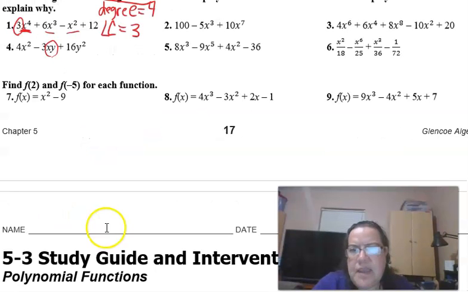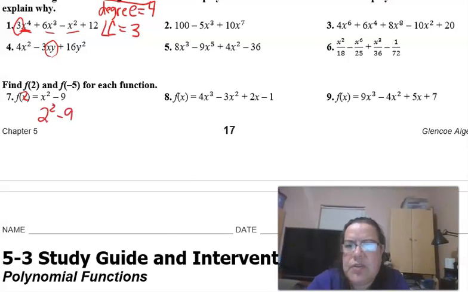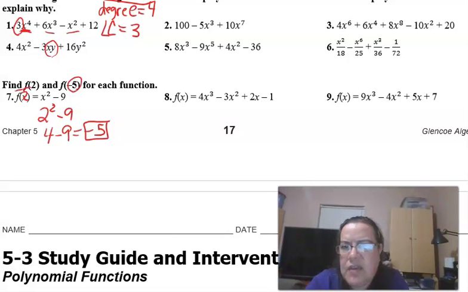The next one is asking you to find f of 2 and f of -5 for each of these situations. Let's do one. So f of 2 would be replacing that x with a 2. So I would end up with 2 squared minus 4, 2 squared minus 9. So you have 4 minus 9, which is actually equal to -5. So that's one answer. And now I need to replace it with -5 in here.